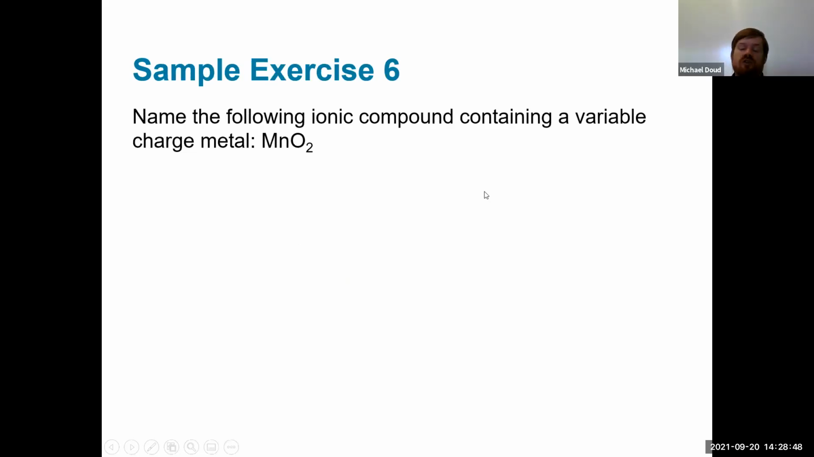Okay, so this one I want you to try on your own. MnO2. Go ahead and give me the name of this ionic compound, and big hint, it's a variable metal charge. So pause the video now, work it out, and when you come back, we will go through the answer. So go ahead and pause it.